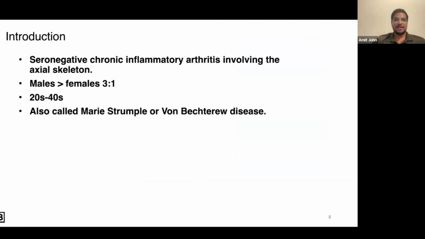So ankylosing spondylitis is a seronegative chronic inflammatory arthritis involving the axial skeleton. Unlike the other arthritis, or the rheumatic conditions, which I was speaking to previously, this one affects more males than females, in the younger age group, the 20s to 40s. Other disease names for it are Marie-Strümpell disease or von Bechterew's disease.